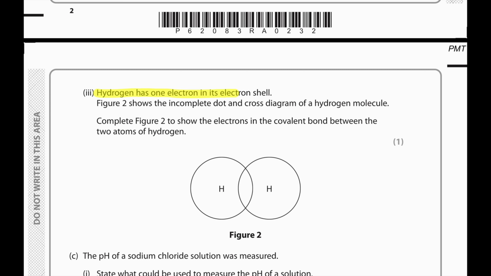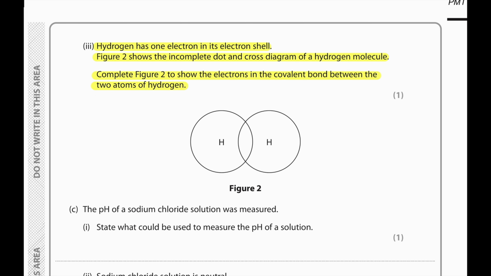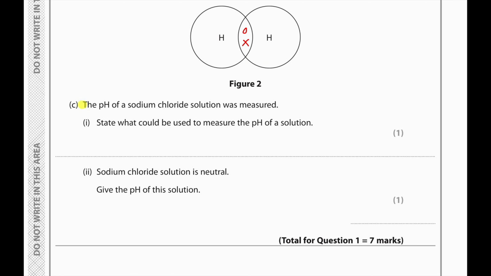Hydrogen has one electron in its electron shell. Figure 2 shows the incomplete dot and cross diagram of a hydrogen molecule. Complete figure 2 to show the electrons in the covalent bond between the two atoms of hydrogen. Now, since hydrogen has only one electron in its outer shell, both of the electrons will be needed in the sharing portion. So one of the hydrogen will be represented with a dot, the other one will be represented with a cross.